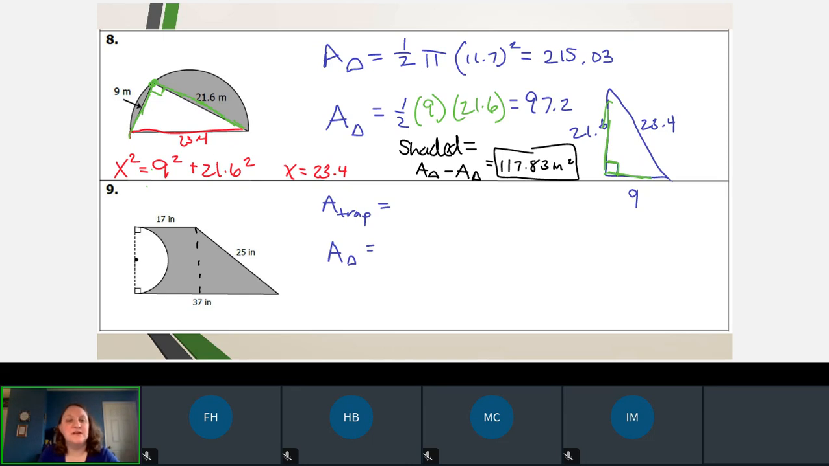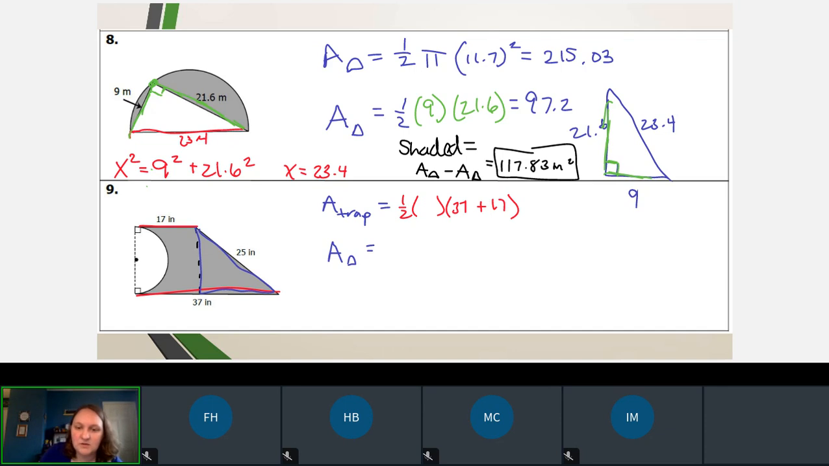So let's find the area of the trapezoid. For the trapezoid, we need 1/2 times its height times the sum of the bases. One base of my trapezoid is 37, and the other base is 17, but I don't know the height. So some of you in the chat were asking me about finding the height, and maybe my little black dashed line helped here. I'm hoping that when I did that, you recognized, oh, there's a right triangle right there, right?